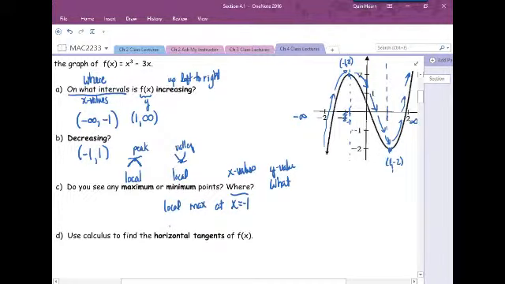Karina asked, is it supposed to cross the x-axis? The graph does cross the x-axis in a couple of places, but we're not concerned about those right now. We're looking for where the graph has a local maximum or minimum, a peak or a valley. Very good. Joshua, we have a local minimum at x equals 1.